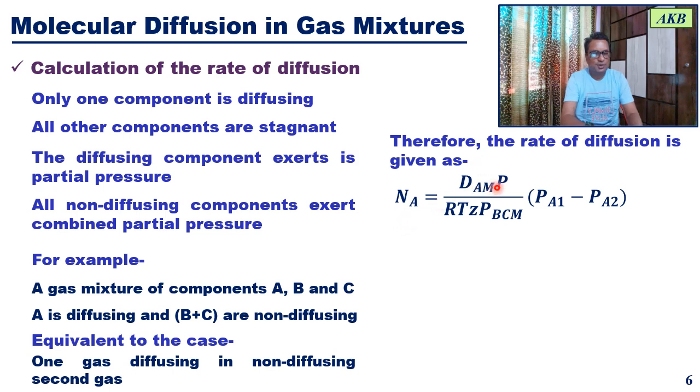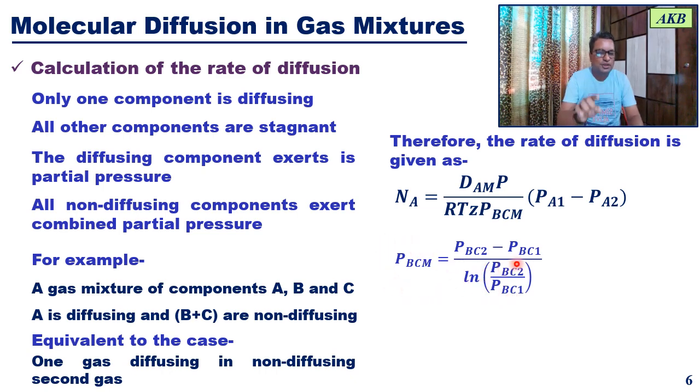Na is equal to dAm into P divided by RTZ into PBCM. I'll tell you what is PBCM. But those of you who have seen my video, over here you had PBM. Now PBM is replaced with PBCM. You please check the video. So Na is equal to DAM P upon RTZ into PBCM into PA1 minus PA2, where PBCM is PBC2 minus PBC1 divided by ln of PBC2 divided by PBC1. It is basically logarithmic average of PBC2 and PBC1.